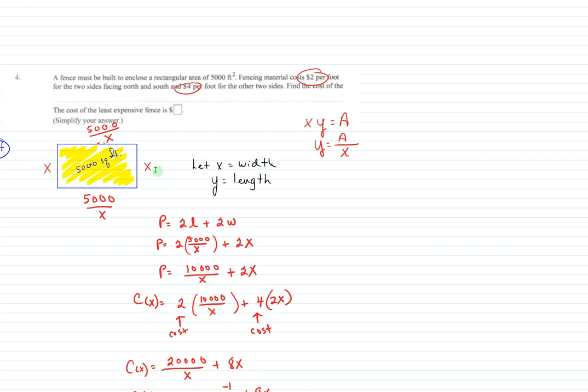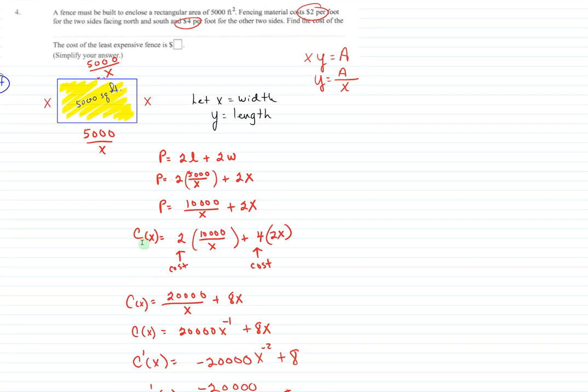All right. So I've let x be the width and y be the length. And if I know that x times y is the area, then y would be area over x. All right? So now I've got x and x, 5,000 over x, 5,000 over x. Those are my dimensions. And we're talking about the cost of the fence, so we need to talk about perimeter. Perimeter is 2 lengths plus 2 widths. So I've got 2 times the 5,000 over x plus 2x. Go ahead and multiply the 2 there. You get 10,000 over x plus 2x.